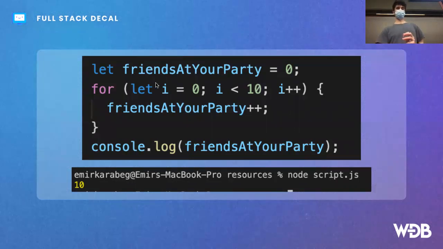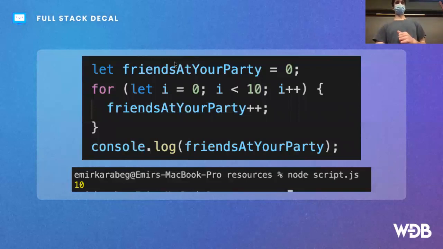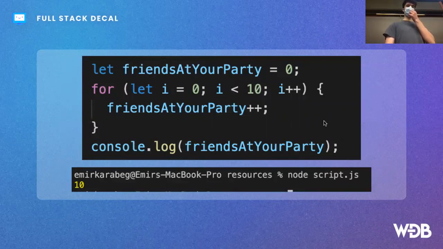So notice the syntax here. We're declaring some variable i. Again, let, we can replace with var. We'll explain those differences later. But for now, you guys can just use var for everything. So we can say var friends at the party, var i equals 0; i is less than 10; and then i plus plus.